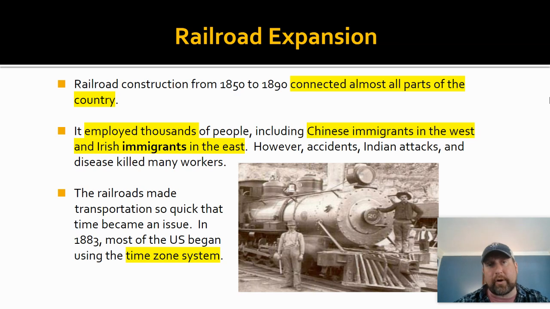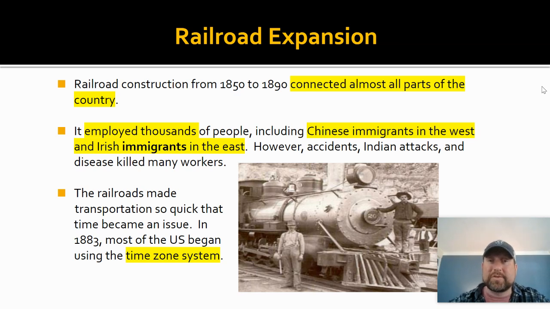So again, kind of part of that Gilded Age theme, right, is the exploitation of this new class of immigrants, Chinese in the west, Irish in the east, that come in and for the promise of economic opportunity to work on the railroads, and they achieve it, but oftentimes at significant cost, for very little wage and at the risk of life and limb.